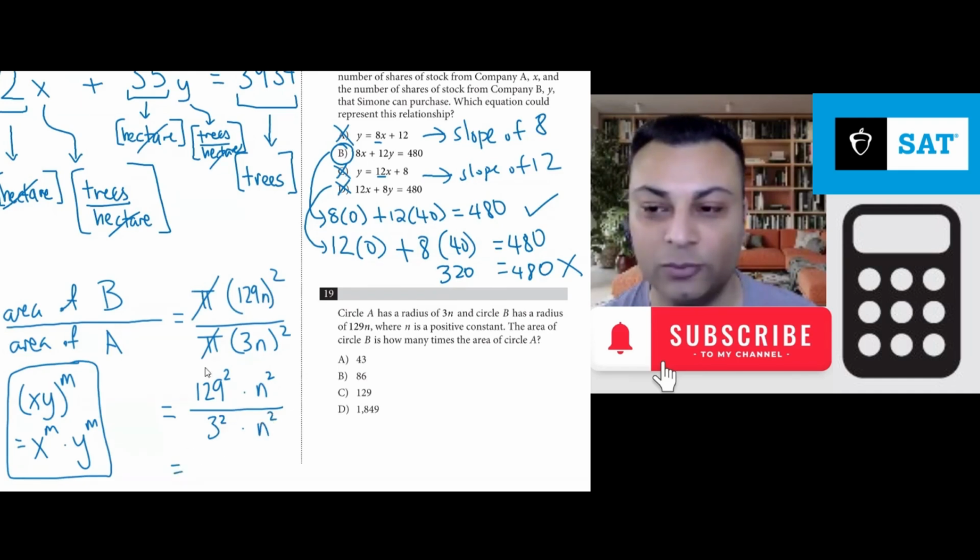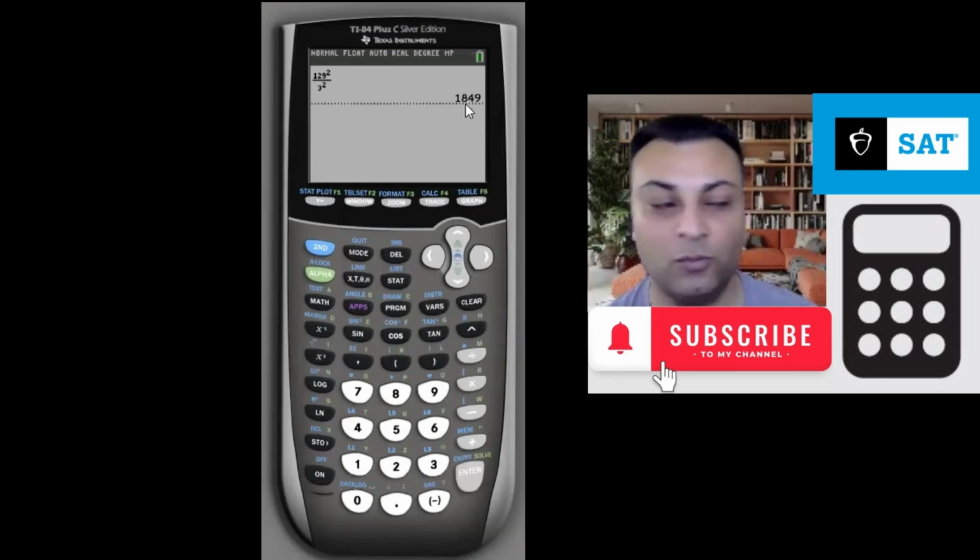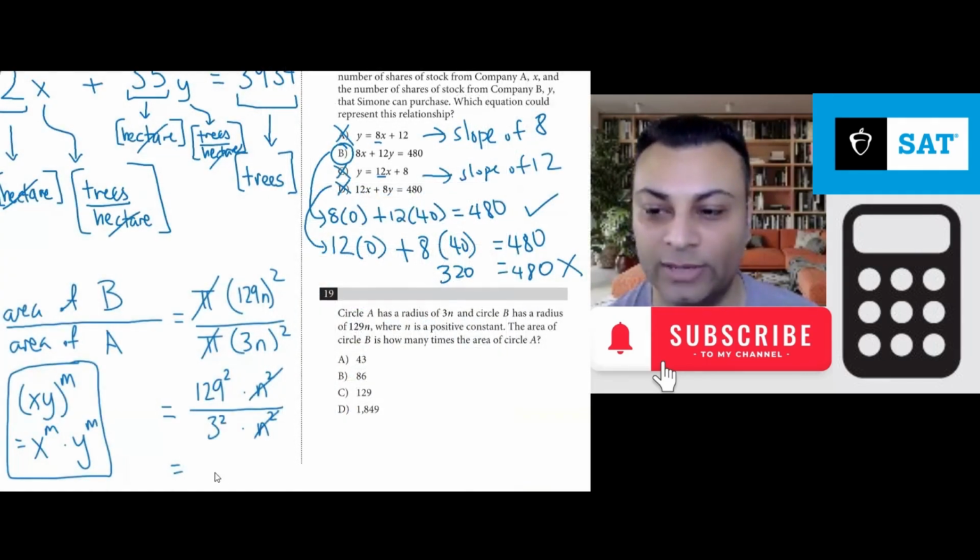So the final answer would be whatever, n squared divided by n squared is 1. So we have just this. And for that, let's get the calculator. Let's make a fraction. 129 squared over 3 squared. And you get the answer of 1,849. So we have 1,849, which is option D.